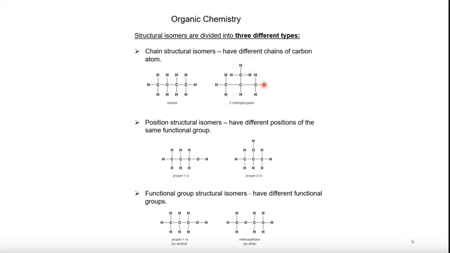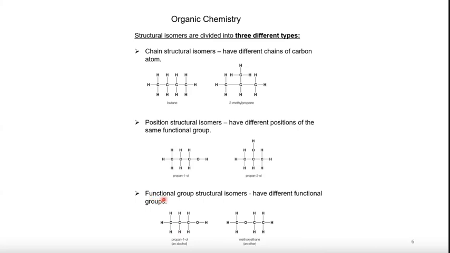Positional structural isomers have different positions of the functional group. Here it's propan-1-ol, propanol. Here, propan-2-ol. You see the functional groups are in different positions, but we have the same molecular formula. Similarly, positional structural isomers have different positions of the functional group.